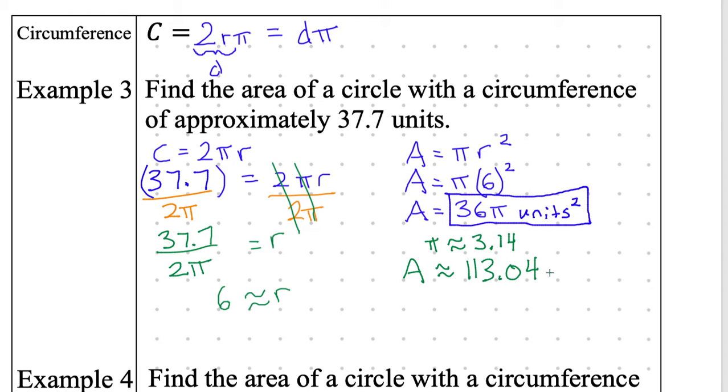113.04 is another approximation. Again, we have a little squiggly equal to say it's approximately that units squared if we needed to approximate. So we have those two answers. I guess this one can't be exact since we approximated all the way back here, but it's still closer than this one is.